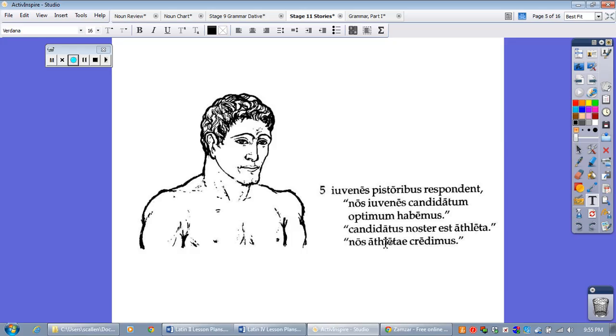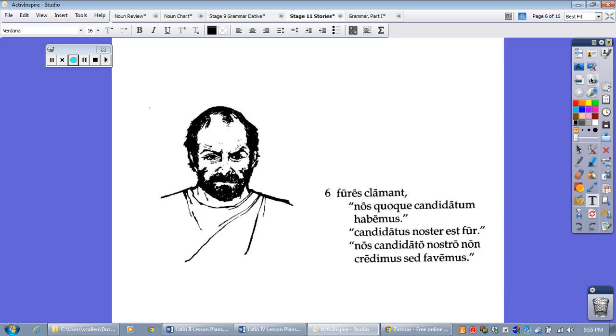Again, why is that not athletam, am at the end? Because it's a direct object. And then finally, see, I told you, dudes with beards, forays, thieves. The thieves shout, we also have a candidate. Our candidate is a thief. Okay, at least you're honest, right? We do not trust our candidate, but we support him.